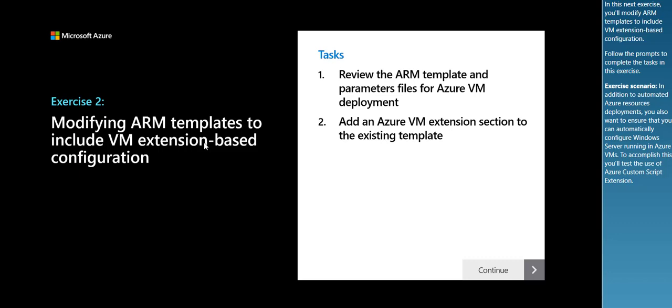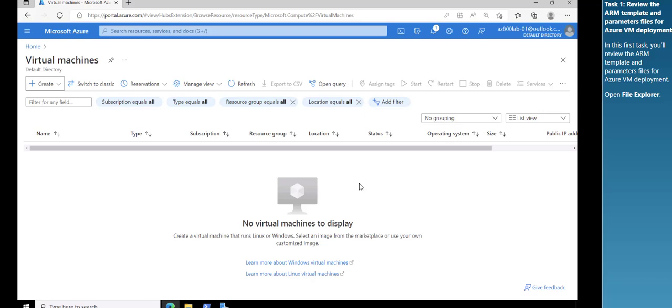In this next exercise, you'll modify ARM templates to include VM extension-based configuration. Follow the prompts to complete the tasks in this exercise. In this first task, you'll review the ARM template and parameters files for Azure VM deployment.